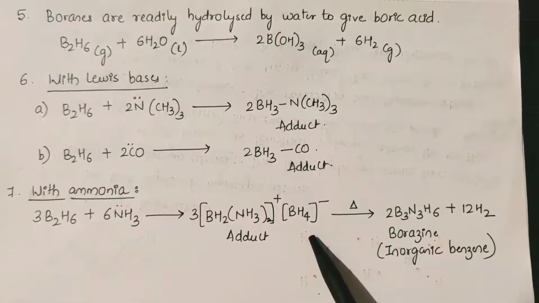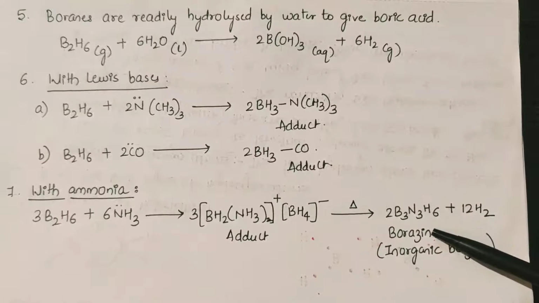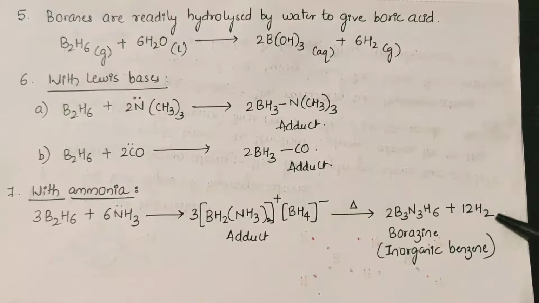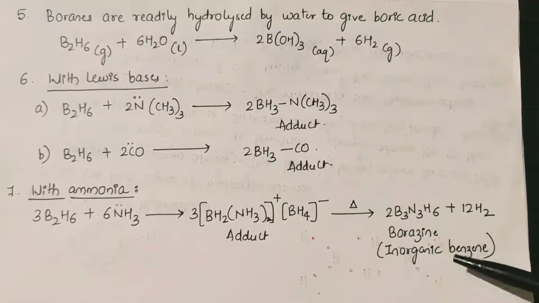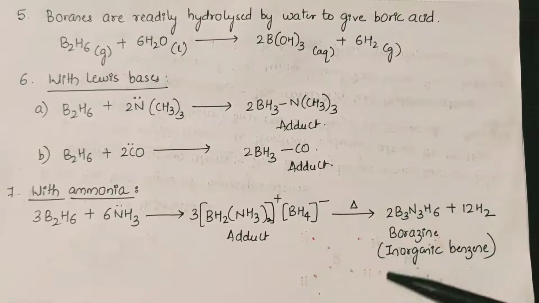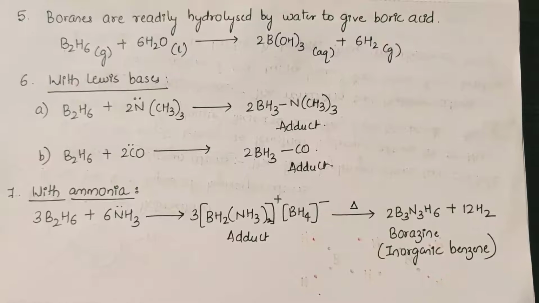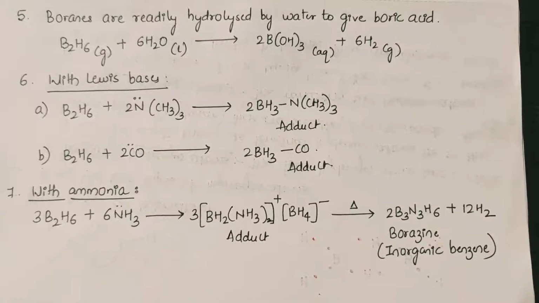You get an adduct, which on further heating will give you borazine, B3N3H6, with the liberation of hydrogen gas. This borazine is also called inorganic benzene. This is very important to remember. What is inorganic benzene? Inorganic benzene is borazine, B3N3H6.